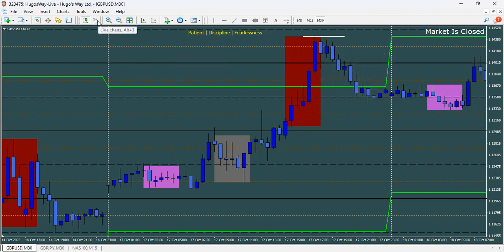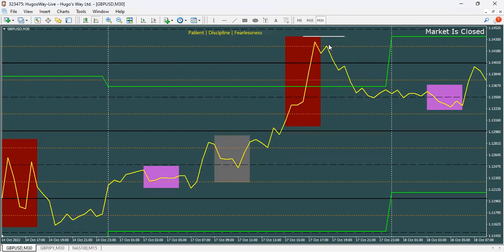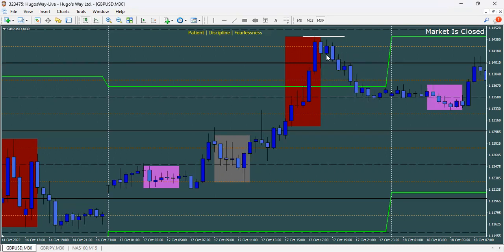As you guys can see, if we look at this on the line chart, you can clearly see what price did. Price put in that high, put in that higher low, then we put in a lower high, giving us our shortened M pattern, and we reverse to the downside. So that is our shortened M pattern.